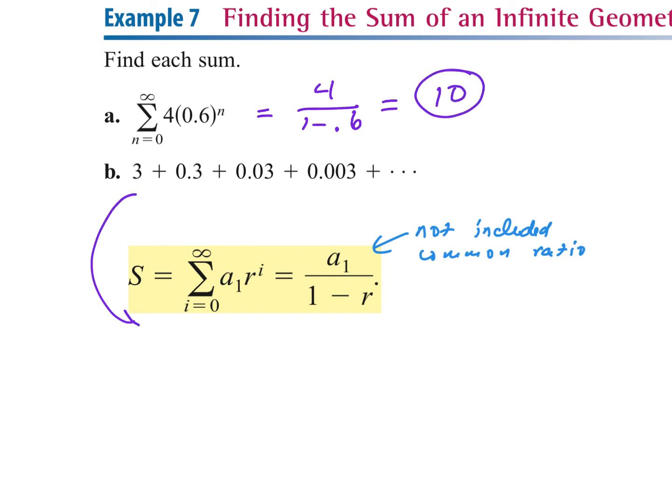For B, what's my first term? 3. What's my common ratio? How do I figure it out if I don't see it right away? I'm going to say second term, which is 0.3, divided by the first term, which is 0.10, right? Yes. And then we throw that in our calculator and get about 3.33.